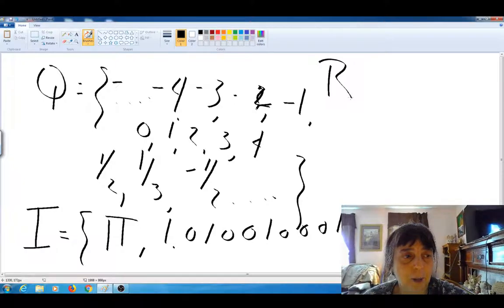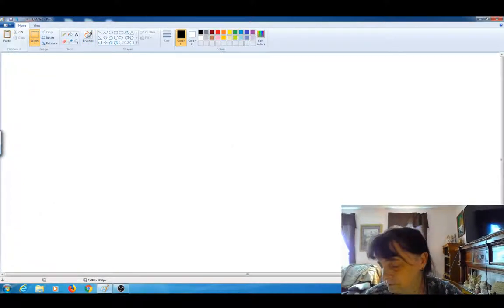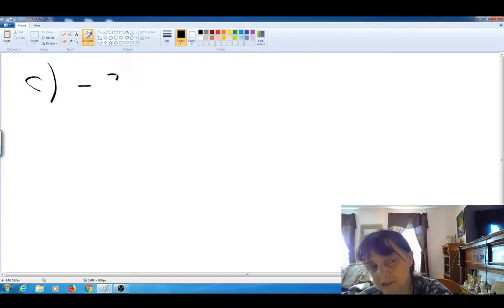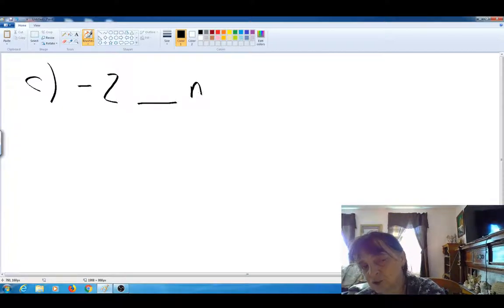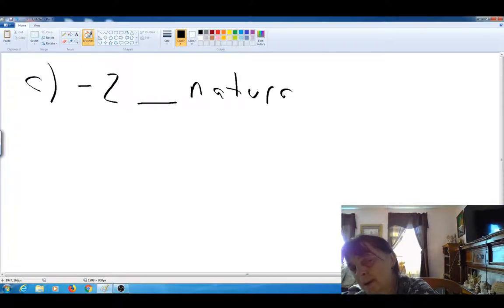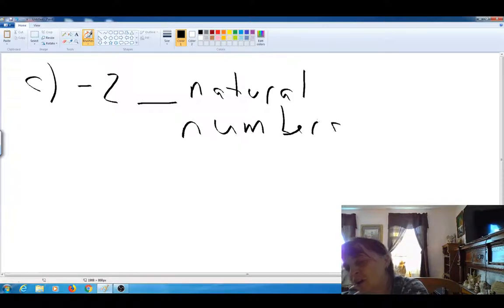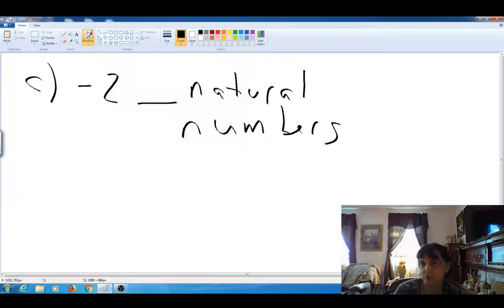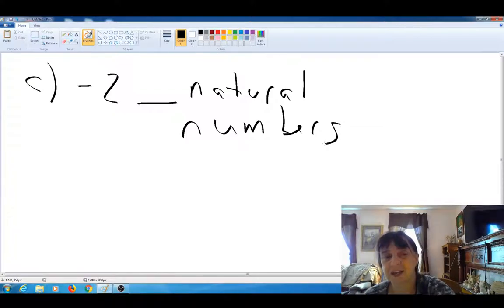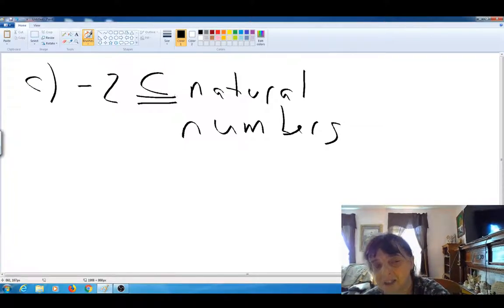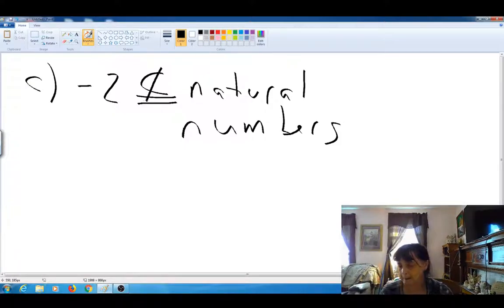Okay, so now C says negative 2 blank natural numbers. Negative 2 is not a part of the natural numbers, because natural numbers are only 1, 2, 3, 4 dot dot dot. So I would say is not a subset of natural numbers.